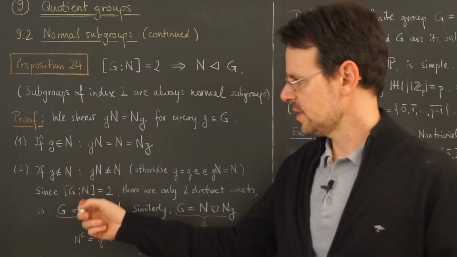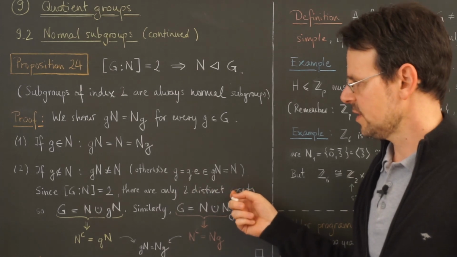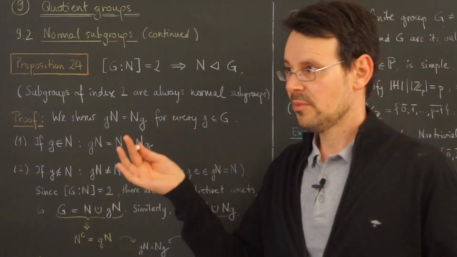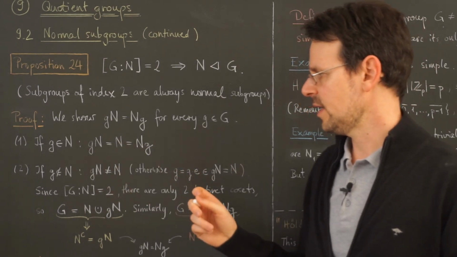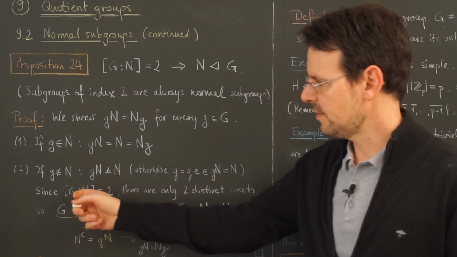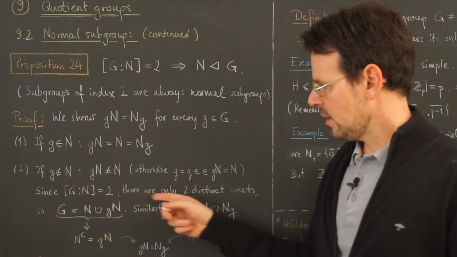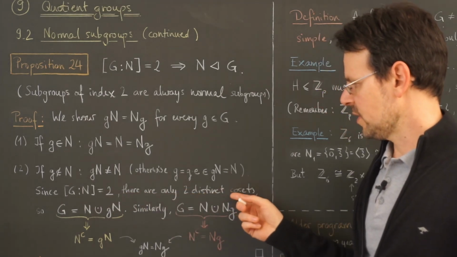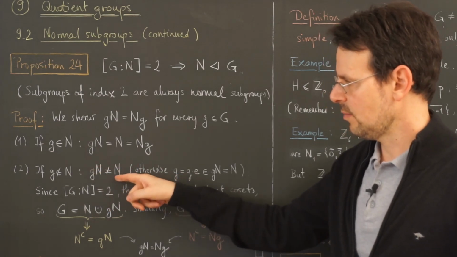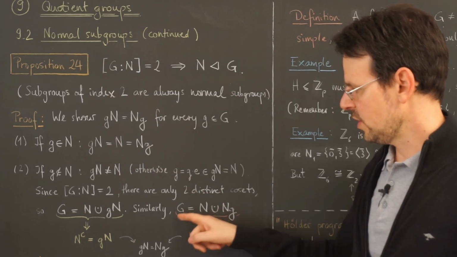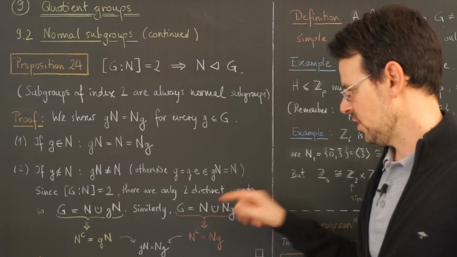Now this here always means the left index, so the number of different left cosets, but we proved on problem set number, I don't know, that left index and right index are always the same. So if the left index is 2, then the right index of N in G is also 2, meaning that there are only two distinct right cosets. And you can see by the same argument that Ng cannot be the same coset as N. So again, G can be written as the disjoint union of N and the right coset of g with respect to N.